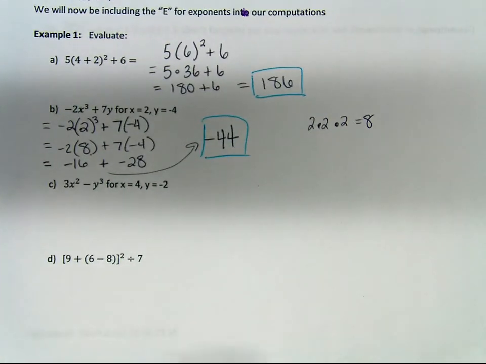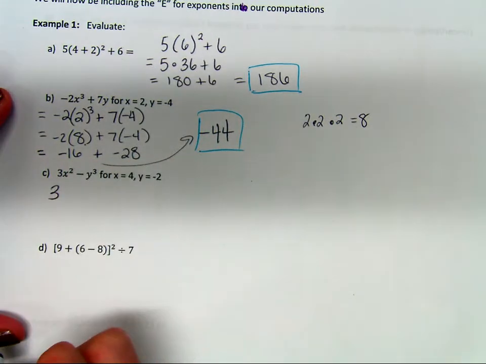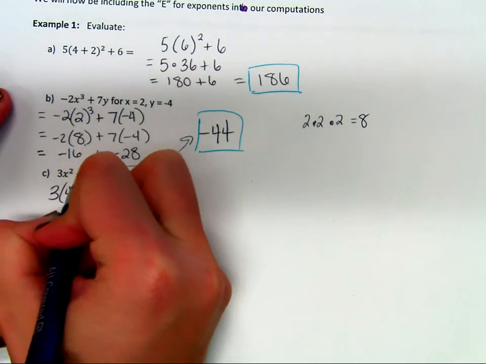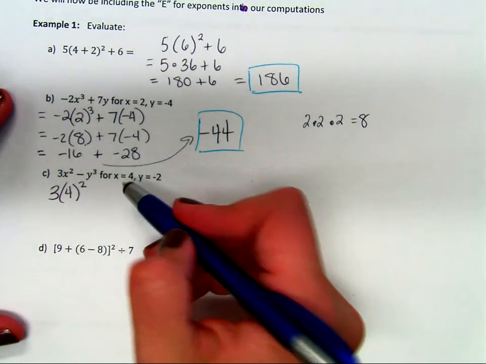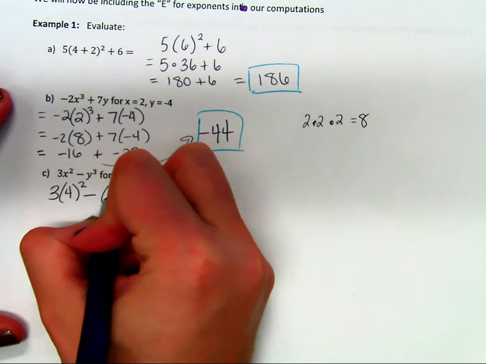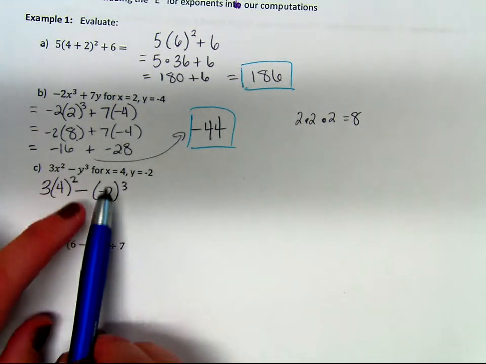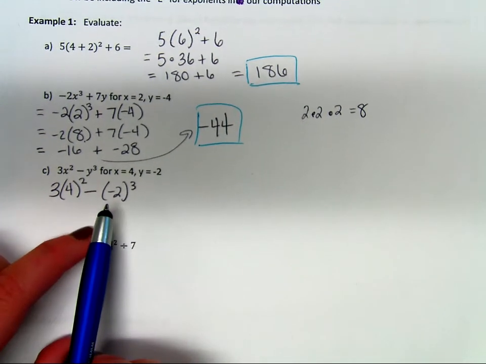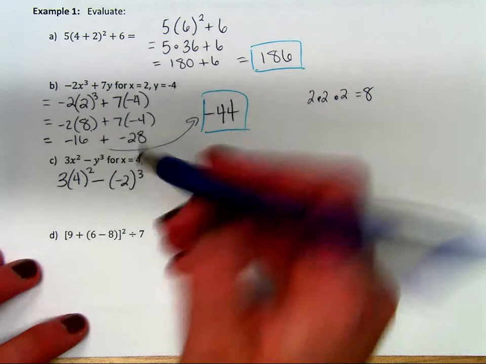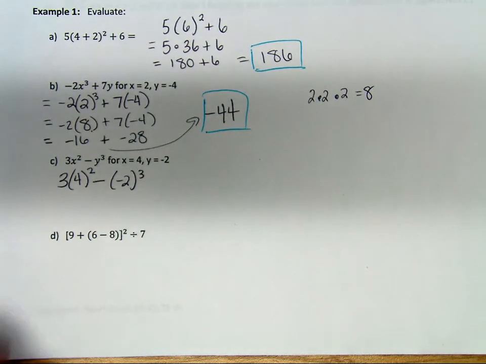Part C, I have 3x squared minus y cubed for x equals 4 and y equals negative 2. So do your substitution. So 3x squared is now 3 times 4 squared. x is 4. Minus y cubed is now going to be minus (negative 2) cubed. Notice I put the negative 2 in parentheses because I was substituting. Always get into the habit when you substitute for a variable, put whatever you're substituting in parentheses.